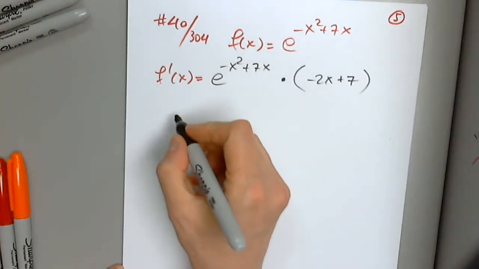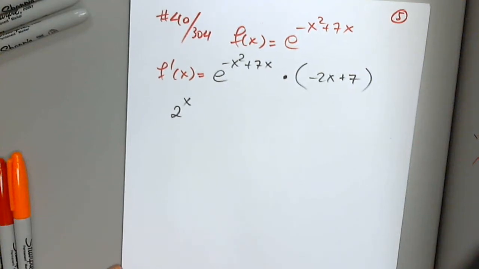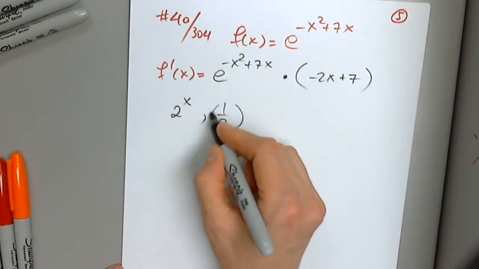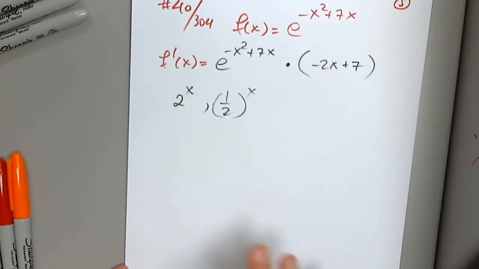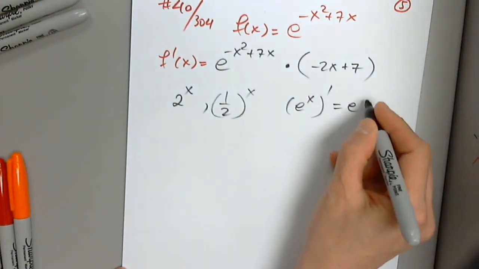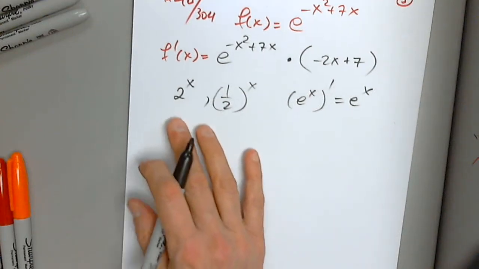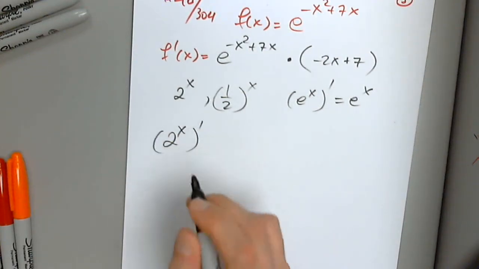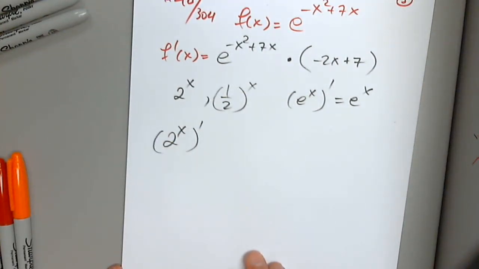So like, for example, what we had before when we graphed 2 to the x, or we graphed 1/2 to the x. This is different, right? So when I differentiate e to the x, I get e to the x. But what happens when I differentiate 2 to the x? I do not get 2 to the x. So that's what we are focusing on right now.